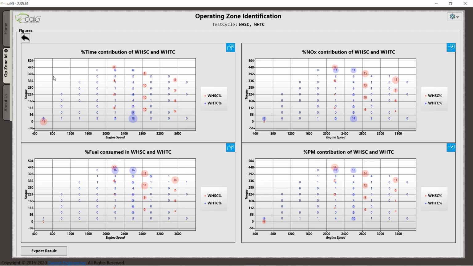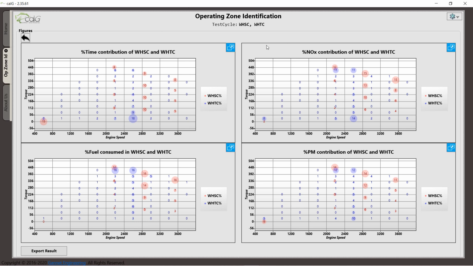You can see the 4 plots, which are the time-based contribution and the percentage of fuel consumed, and the 2 optimizations which we are looking for in next stages, which are the NOx and soot. What are the contributions of those emissions in those data?